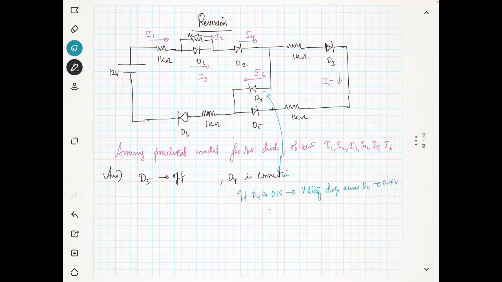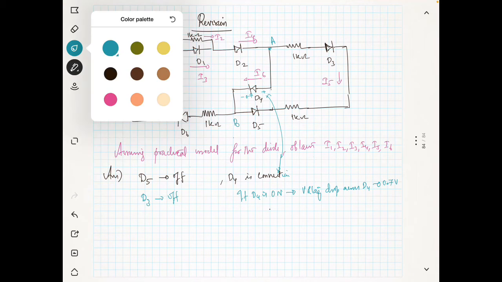So the voltage drop across D4 will be 0.7. That means you are giving plus 0.7 across these two points. Let's say this is A and this is B. That means your D3 is also in the off state. And you can also see that your D5 is off. Since D5 is off, there is no current through D3, so D3 is also in the off state.